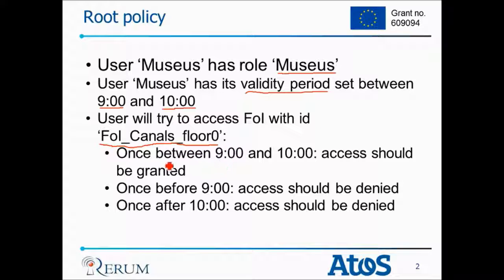Once between 9 and 10, in which access should be granted. Once before 9, in which access should be denied. And once after 10, in which access should also be denied. This is done through this root policy, which checks the validity period of the user.